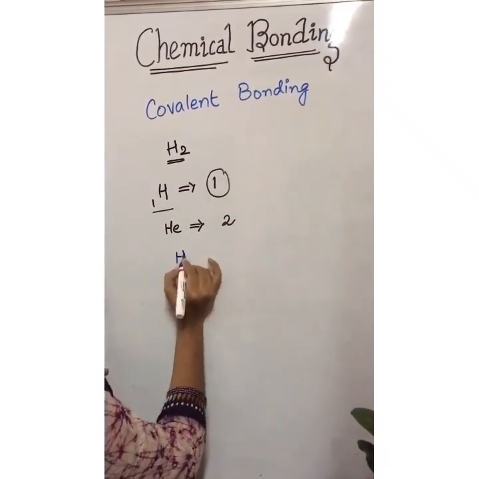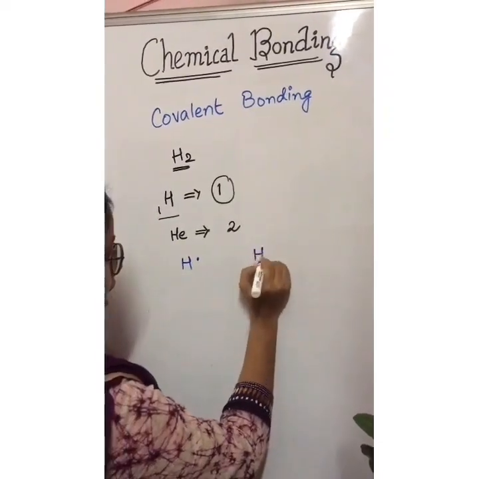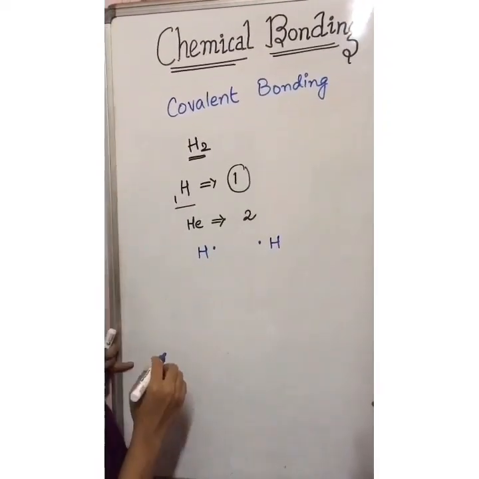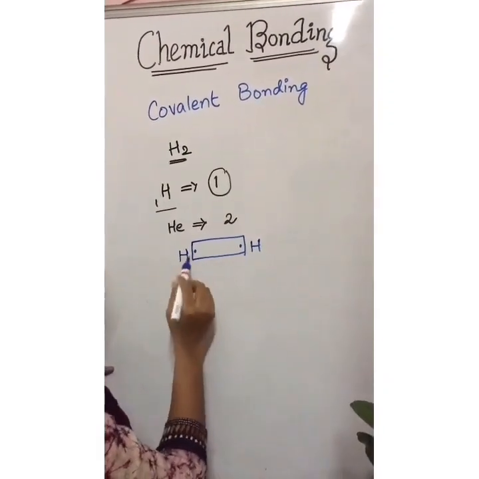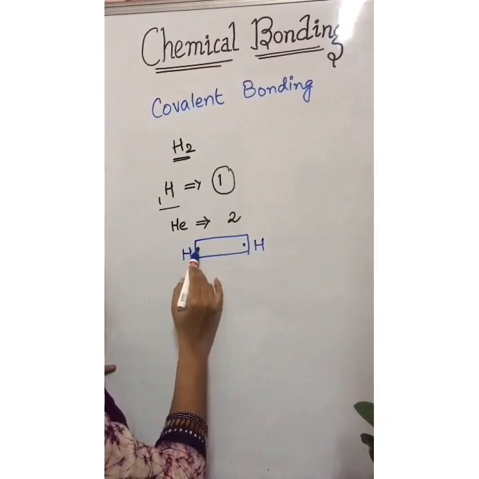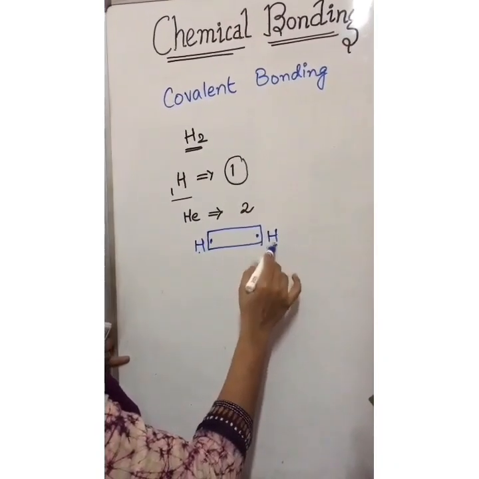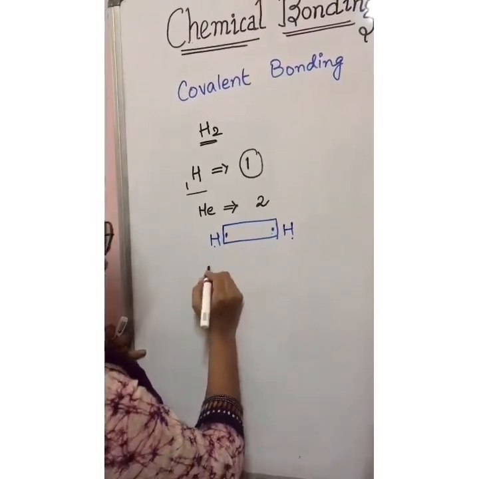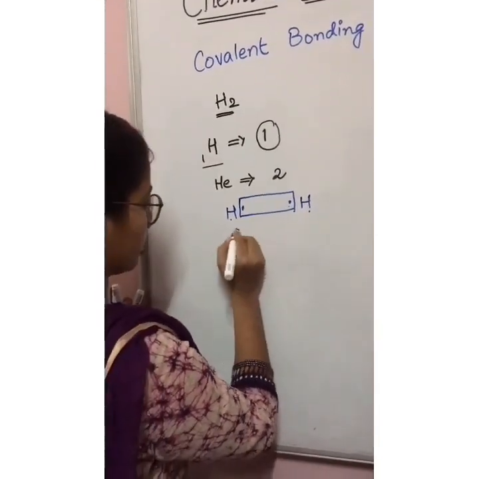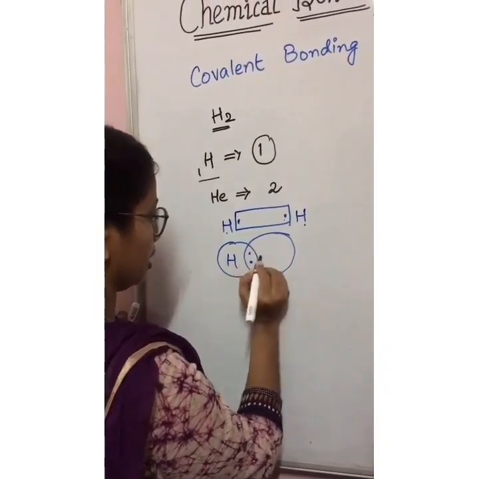Let us see. Hydrogen has 1 electron in its outermost shell. The other hydrogen has 1 electron in its outermost shell. So they go for sharing of electron. Sharing means when we count this electron, we count it for this hydrogen also, and this hydrogen also. Similarly, when we take this electron, we count it for both the hydrogens. So this hydrogen gets 2 electrons. We draw it like this, 2 electrons in the middle.